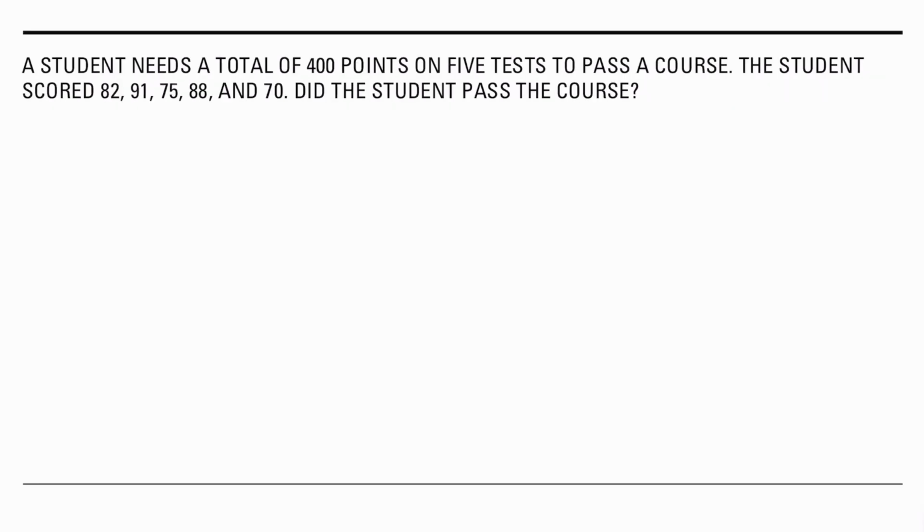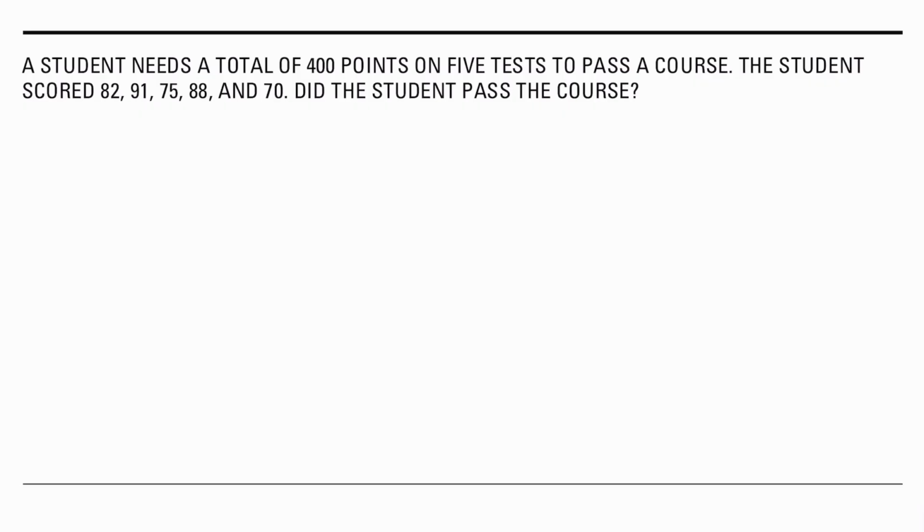A student needs a total of 400 points on 5 tests to pass a course. The student scored 82, 91, 75, 88, and 70. Did the student pass the course? This one doesn't say in the actual question itself, so did the student pass the course? It doesn't have the word total. It doesn't have the words added to.